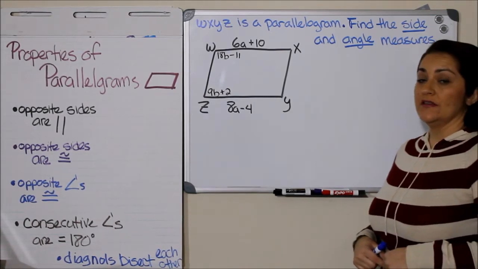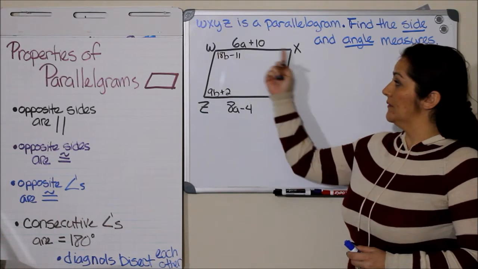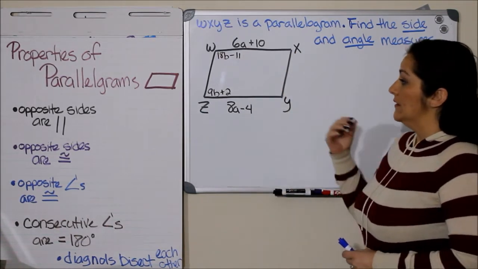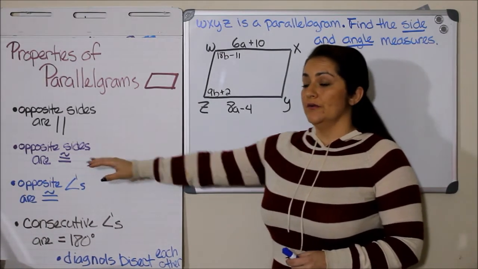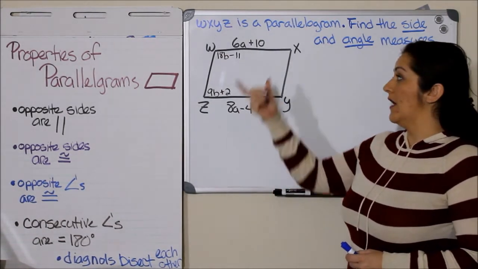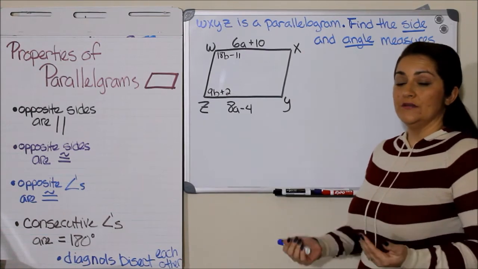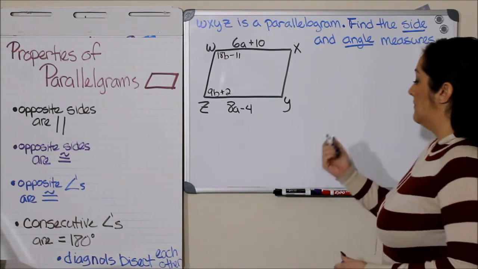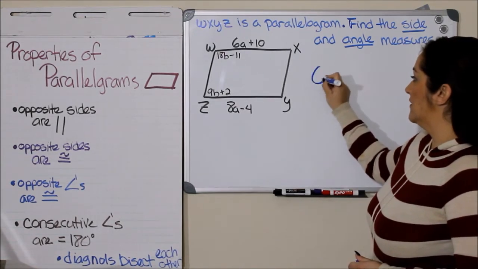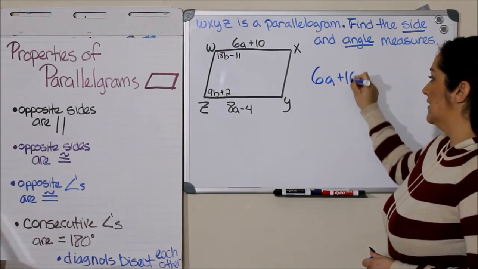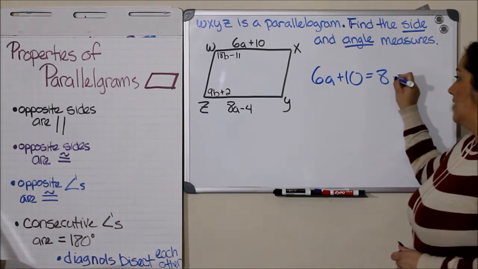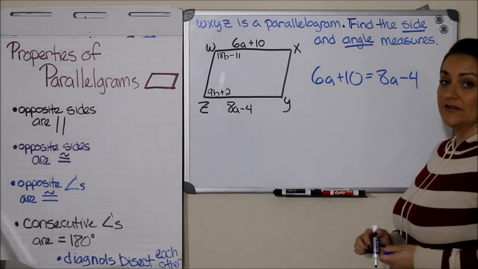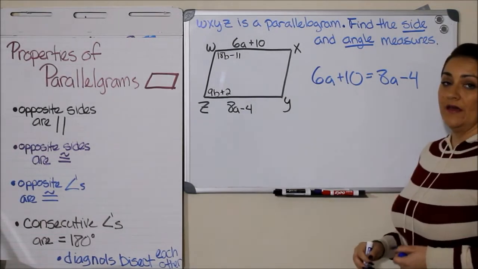So we're going to start with the side measures. We're going to find from W to X and from Z to Y. And what we know is that since opposite sides are congruent, once I find one side, I also find the other, which means we can use that to set up our equation. If these sides are equal, I can set them equal to each other. 6a plus 10 is equal to 8a minus 4. By setting this up, I can solve for a and plug it back in.